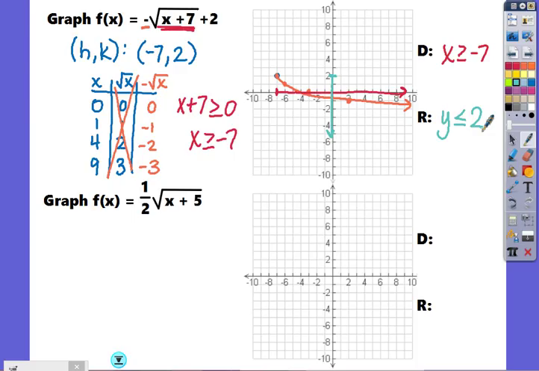And just one more. I thought the HK might be confusing on this one. That's why I decided to do it. Plus it has a fraction. Let's try it. HK: -5, comma, nothing, right? There's nothing there. So -5, comma 0 is my HK. -5, 0. And so that's my starting point.